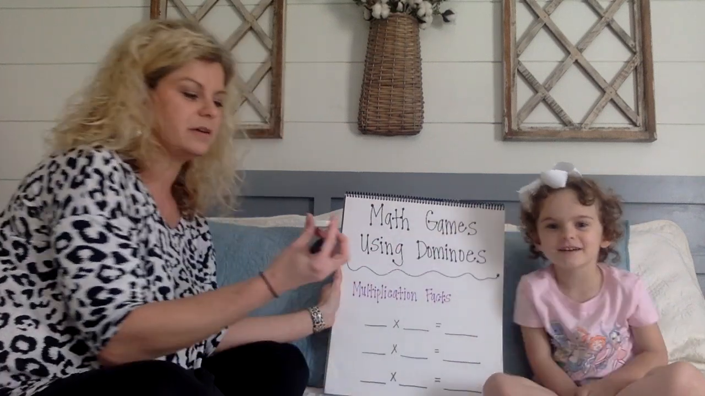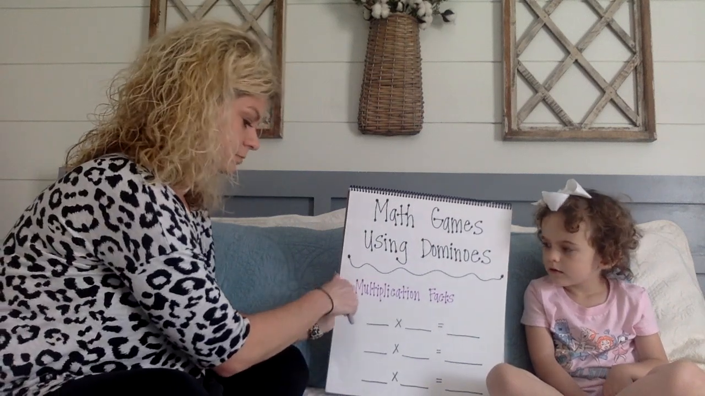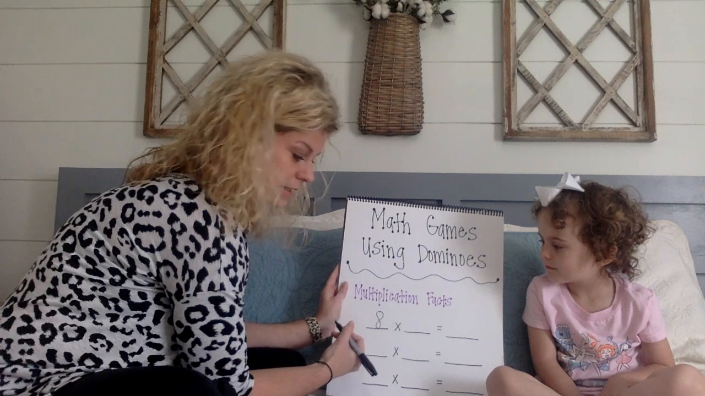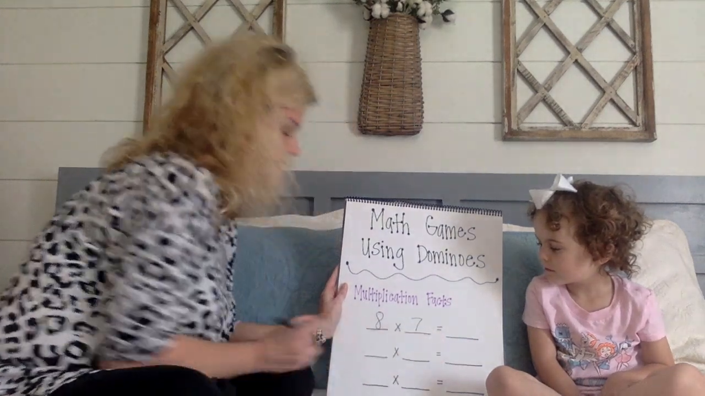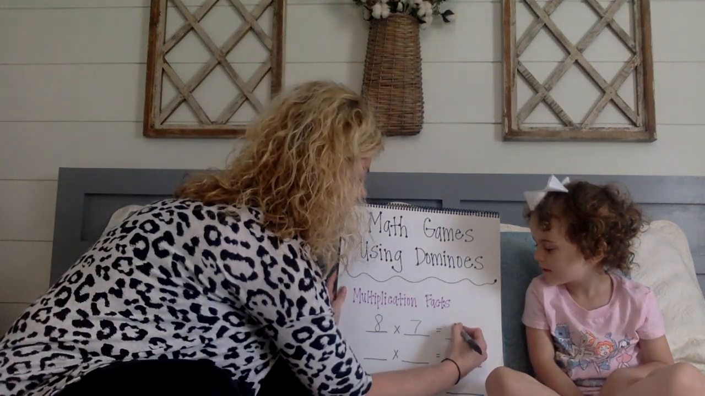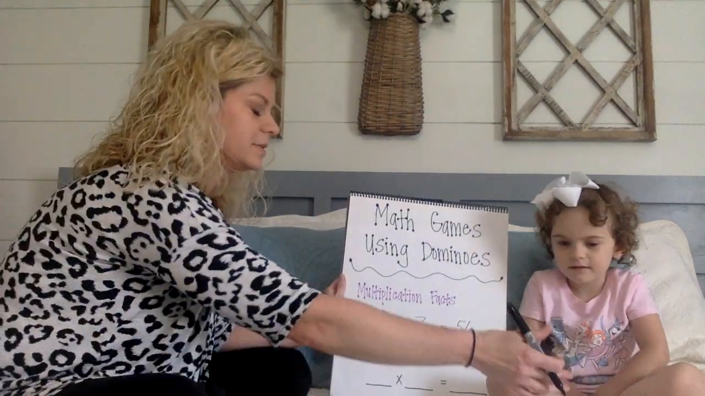You take the dominoes and then you take the two numbers and write them down. We have 8 times 7. And 8 times 7 is 56. Next one.